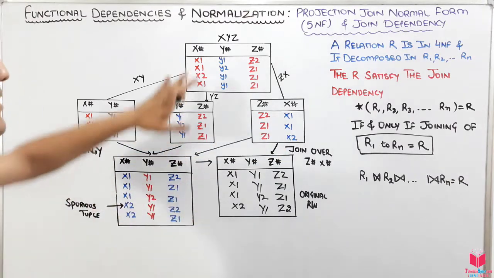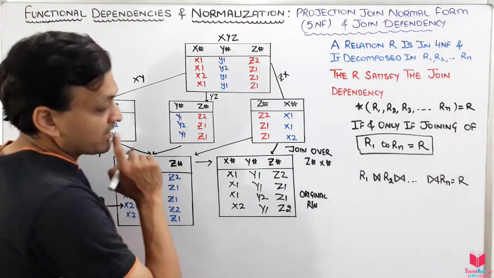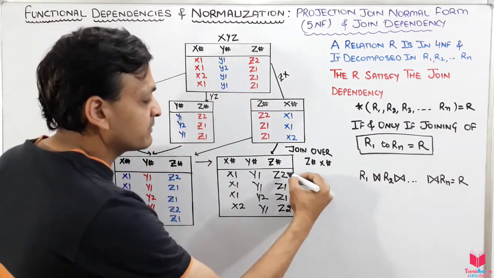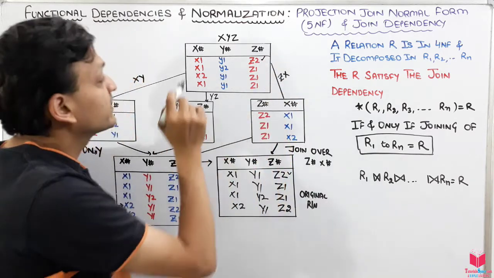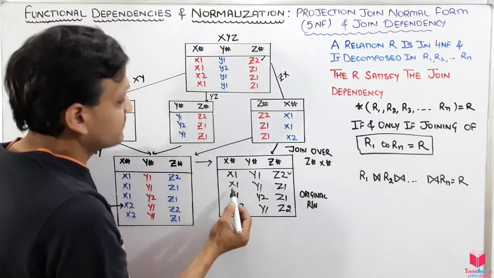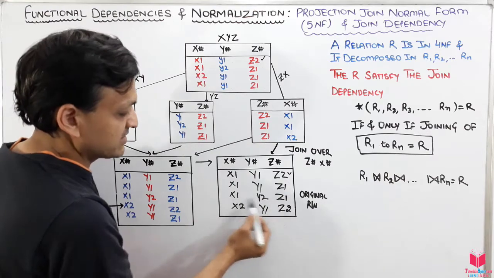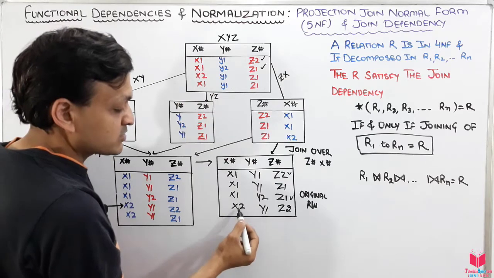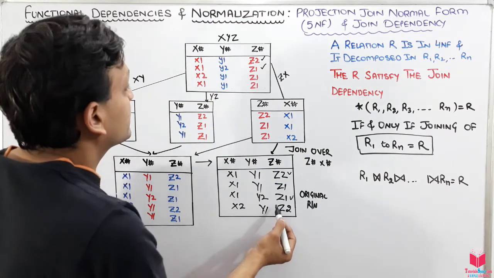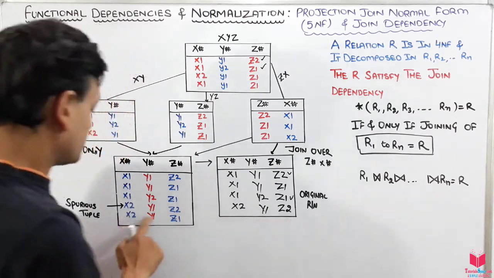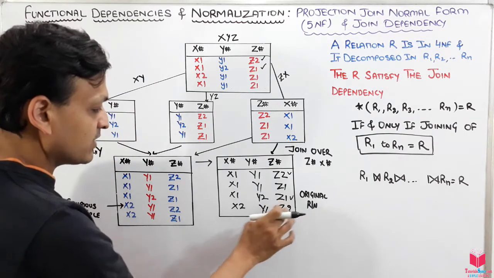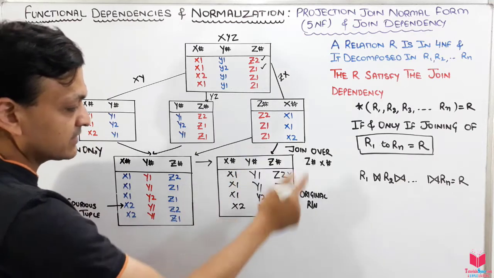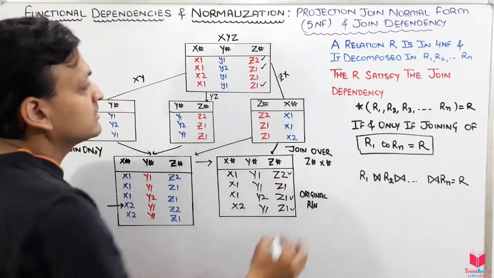Now check the original relation, whether we have got all the tuples or not. x1 y1 z2, x1 y1 z2, that means it is there. x1 y2 z1, x1 y2 z1, this one is here. Then x2 y1 z1, x2 y1 z1. Wait a minute, I have written x2 y1 wrongly. It is there, x2 y1 z1. So this is here, this is here.